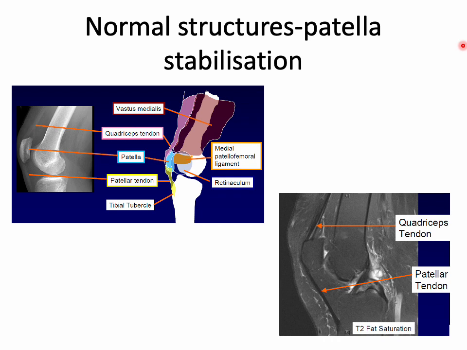The patella is stabilized by a complex sort of ring of structures. It's got the quadriceps tendon, the patella tendon, and then it's got medial and lateral patellofemoral ligaments and medial and lateral retinaculum.